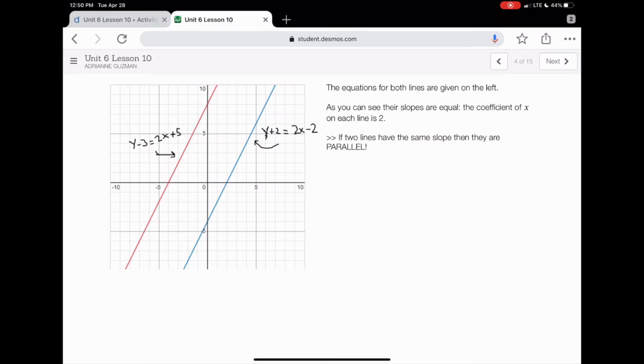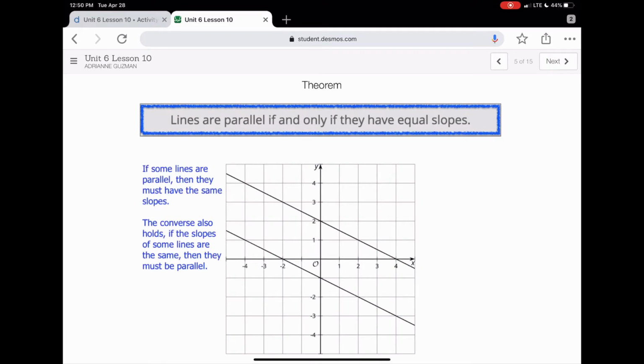And so this is actually a theorem. And maybe if you still have a definition sheet, or you have a little notebook that you're writing some notes on, this is a very important theorem: lines are parallel if and only if they have equal slopes. Or I could say two lines with an equal slope are for sure parallel. But it says here if some lines are parallel, then they must have the same slope. The converse also holds. That's basically what I said. If the slopes of some lines are the same, then they must be parallel.